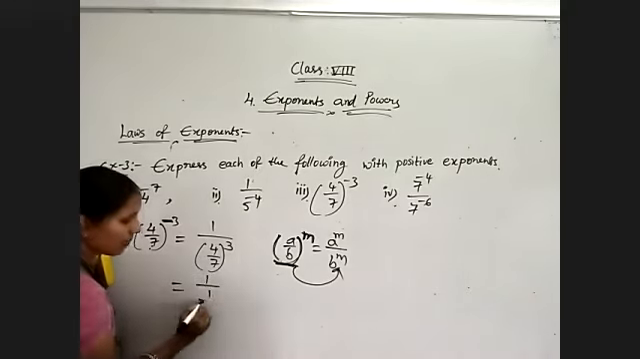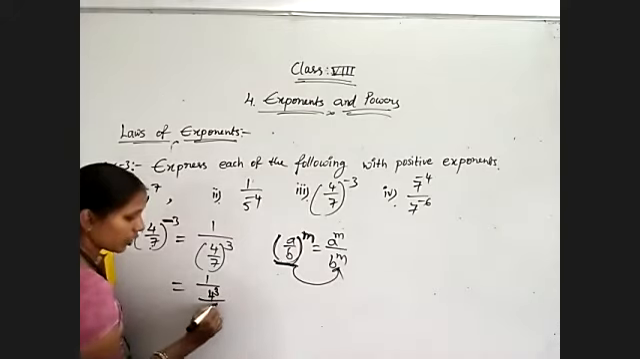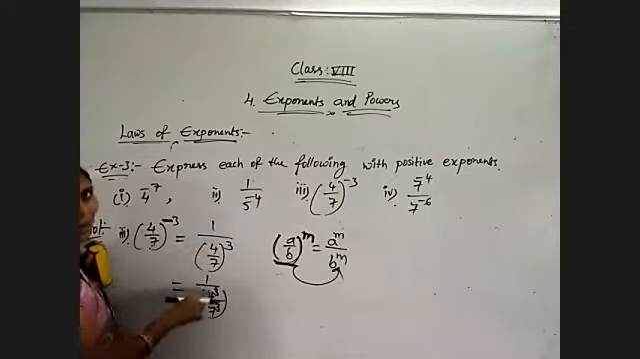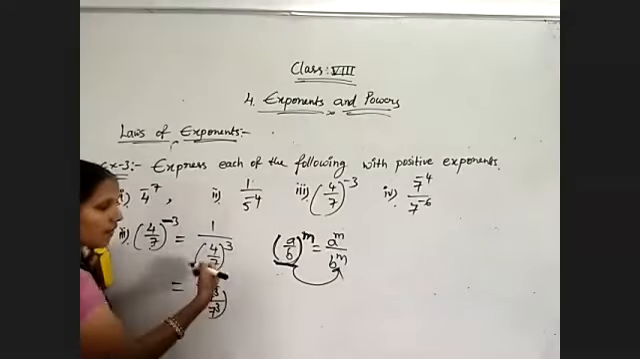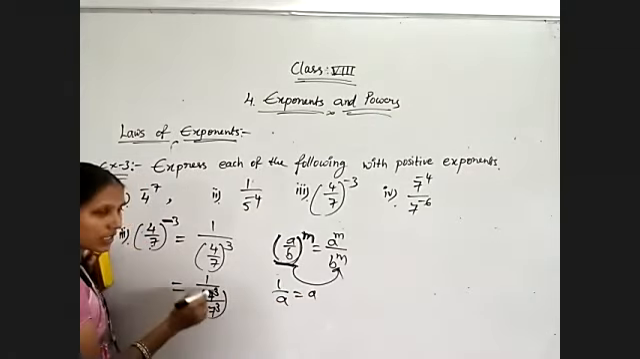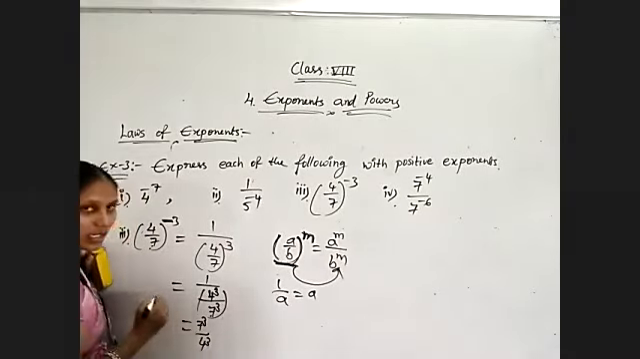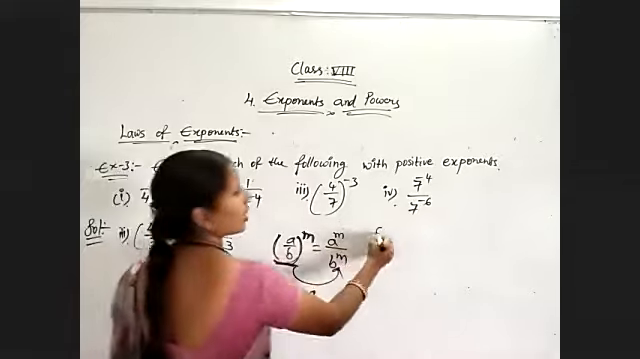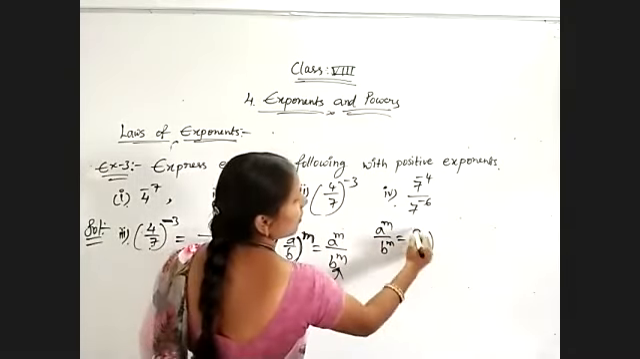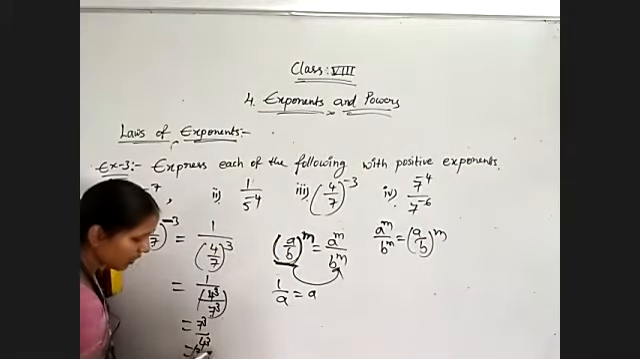That is 1 by 4 cube by 7 cube. This 3 is common for 4 and 7: 4 cube and 7 cube, common exponent. Now, 1 by a is nothing but the inverse of a, yes or no? What is the inverse? 7 cube comes to the numerator and 4 cube will come to the denominator. And now a power m by b power m is nothing but (a/b) whole power m, reversely. So that is (7/4) whole to the power of 3.